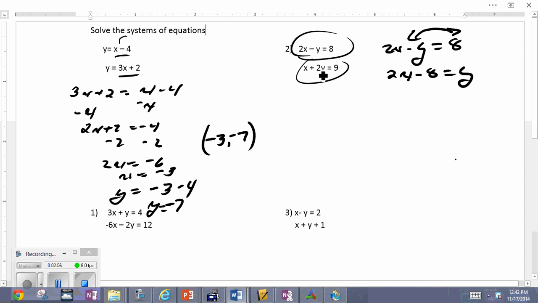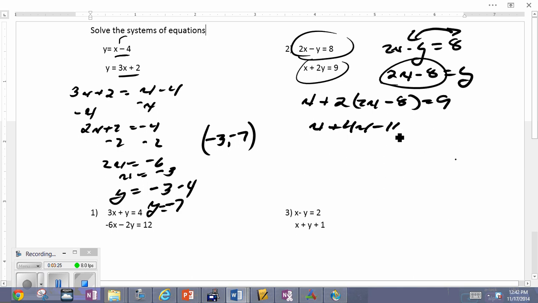So I rewrote the first equation. I'm going to substitute it into the second equation. Okay, so what's going to happen? Now I'm going to go to the second equation, which reads x plus 2y, but I know that y is equal to 2x minus 8. So I go x plus 2 times 2x minus 8 is equal to 9. I'll do my distributing. x plus 4x minus 16. Don't forget to distribute over both of these terms. It is equal to 9. Now I tie my terms together. I get 5x minus 16 is equal to 9.